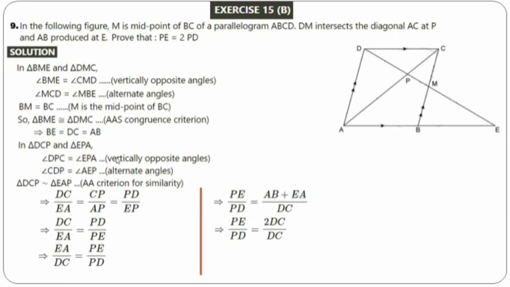Okay, now you know AB and BE, they are both equal to DC, isn't it? So in place of AB I have written DC, and in place of this BE also I am writing DC. So basically this becomes DC plus DC, which becomes 2 times DC, isn't it? So DC and DC get cancelled, so you get only 2 here. So bring this PD out here, you get 2 times PD. Okay, so that's what we need to show here.